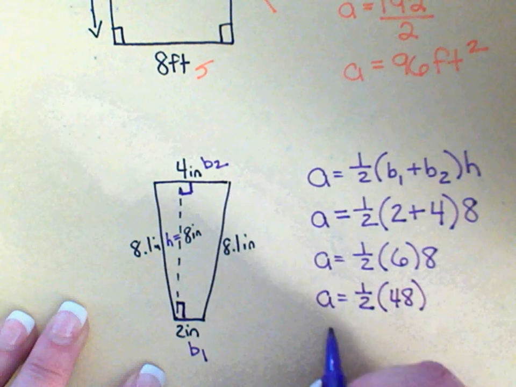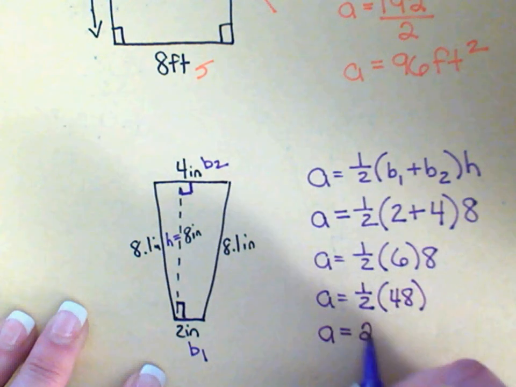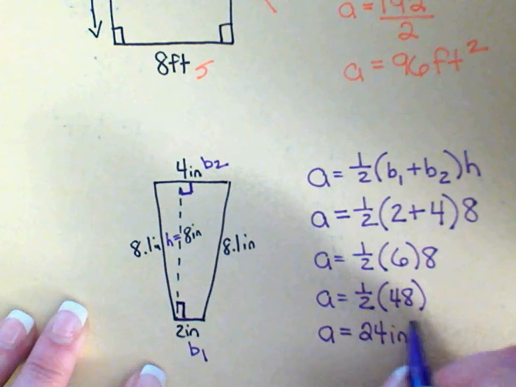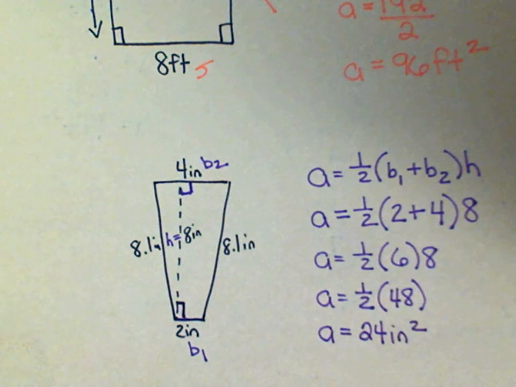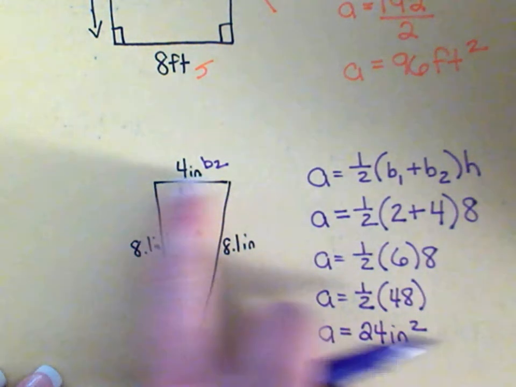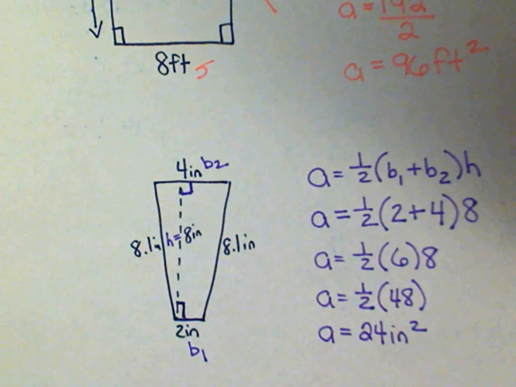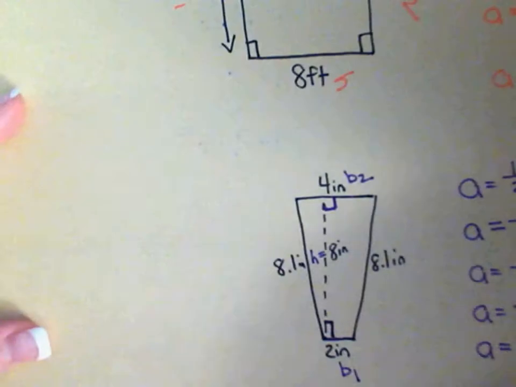Area equals half, parentheses first, 2 plus 4 is 6, times 8. Area equals, I have not used my half yet, 6 times 8 is 48. Half of 48 is 24. Unit of measure, show that it's area.